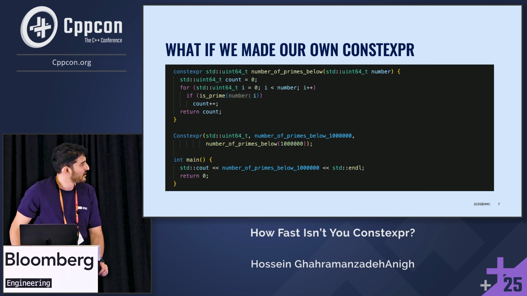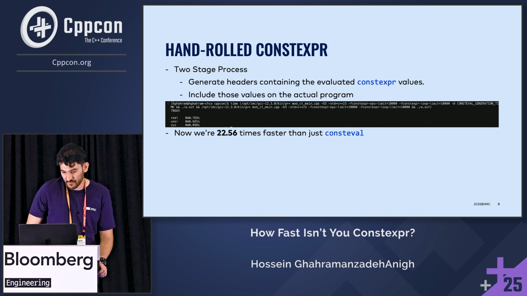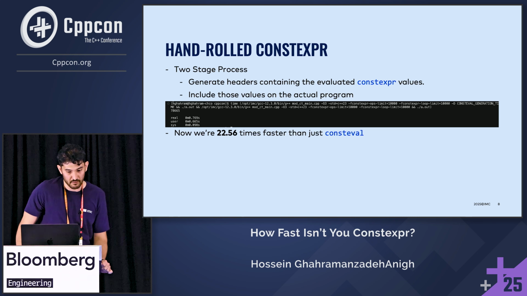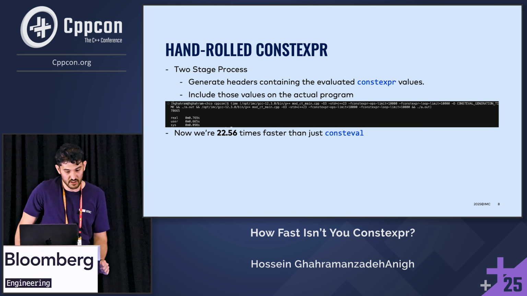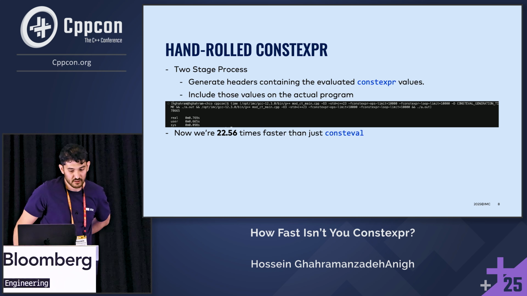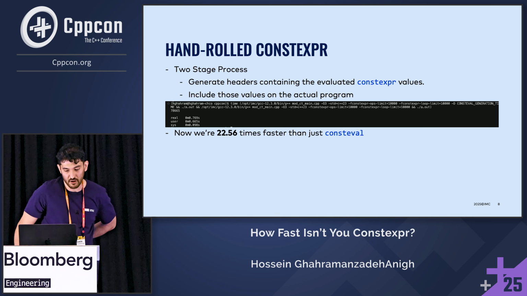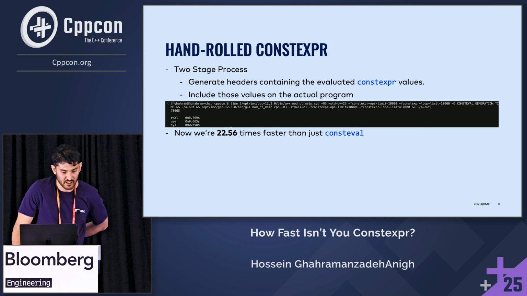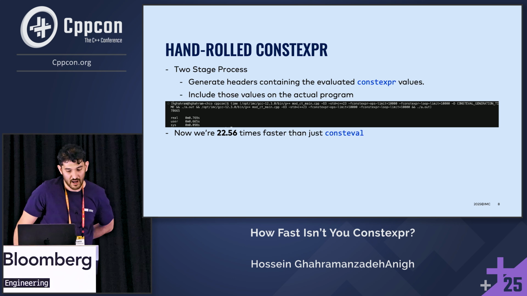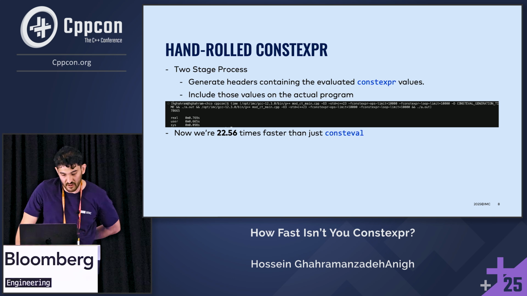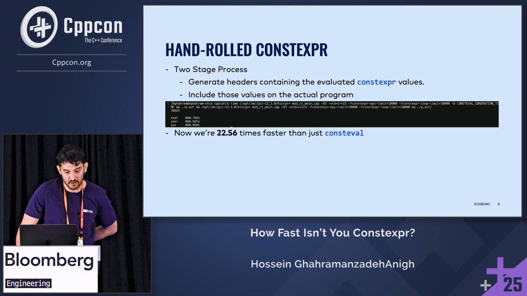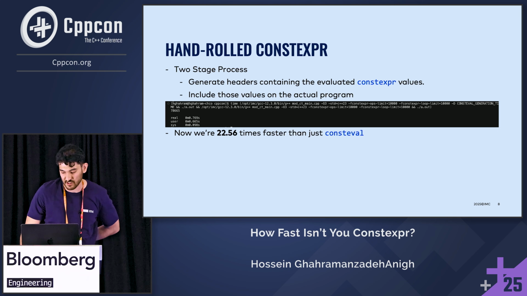But what if we made our own Constexpr? Now at this point, we're going to look at the process. It's going to be a two-stage process. We're going to first generate a header that's going to contain the runtime evaluated value of the Constexpr variable. And then in the second stage, we're going to include that header and use that value to construct our Constexpr variable. And doing all that, it takes 22.56 times faster than the Consteval version.